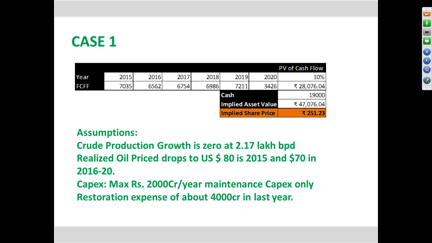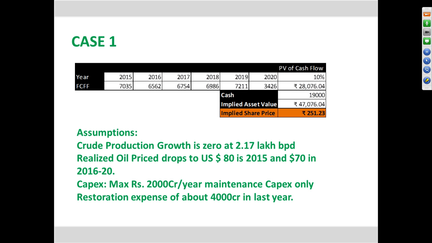Now, in case one, one of the things that I'm assuming is that they are not going to grow their oil output. Their current oil output stands at 2.17 lakh barrels per day, and I am assuming that it is not going to increase. And in order to maintain even this oil output, they would have to spend at least 2000 crores each year as maintenance capex. By maintenance capex, I mean that they would have to continue to invest in certain capital goods so that they can keep extracting that level of oil each year.